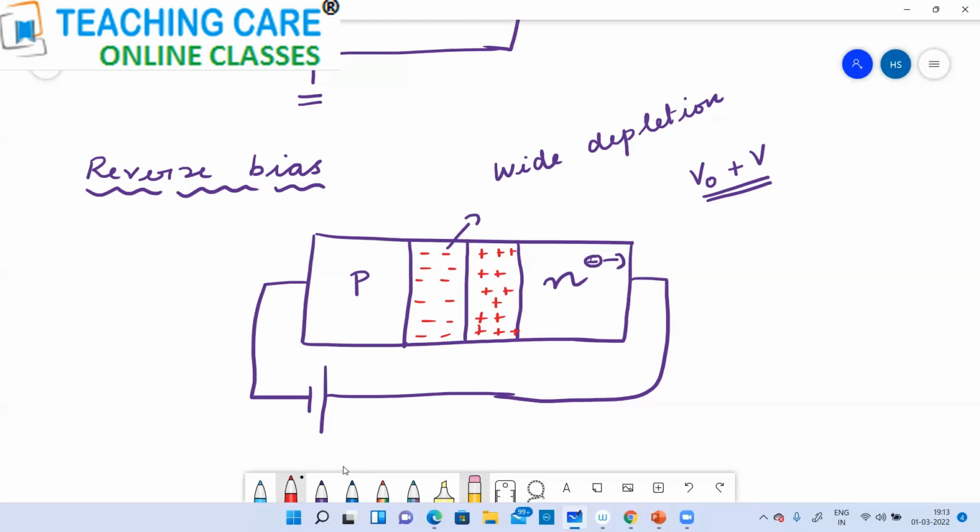So now, because the majority carriers of each side have gone down, the depletion region has increased. The formula is V naught plus, and here it will be minus. Correct. So now that the depletion region has increased, it is somewhat resisting the potential of the battery. Not the battery, the depletion region increases and it suppresses the majority carrier flow.